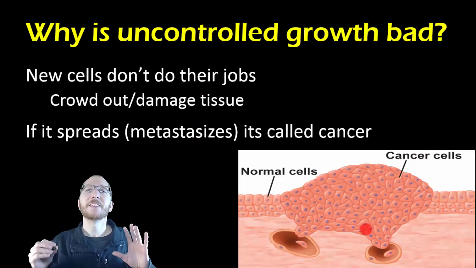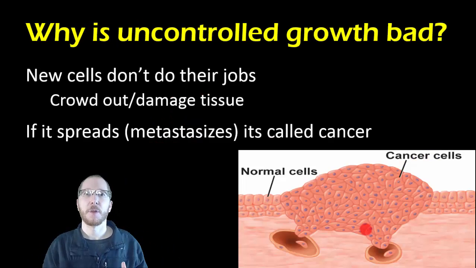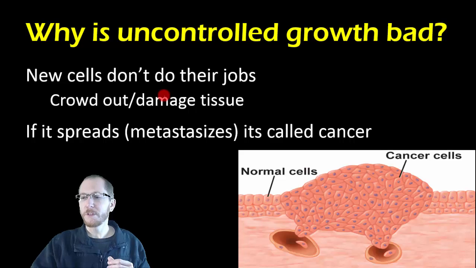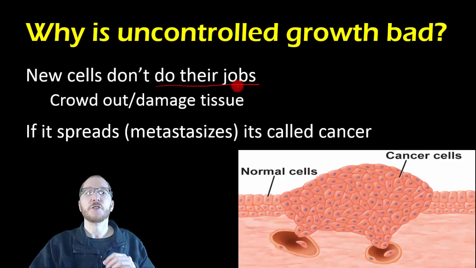So why is uncontrolled cell growth so bad? If you have uncontrolled cell growth, you typically develop tumors. Now, tumors can be a major issue because as these cells keep reproducing, the cells they produce don't tend to do their jobs. And so because of that, they just take up space and they tend to crowd out the healthier cells.